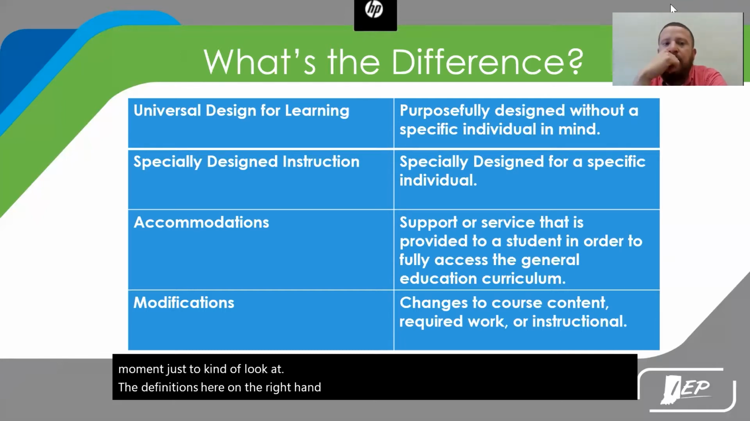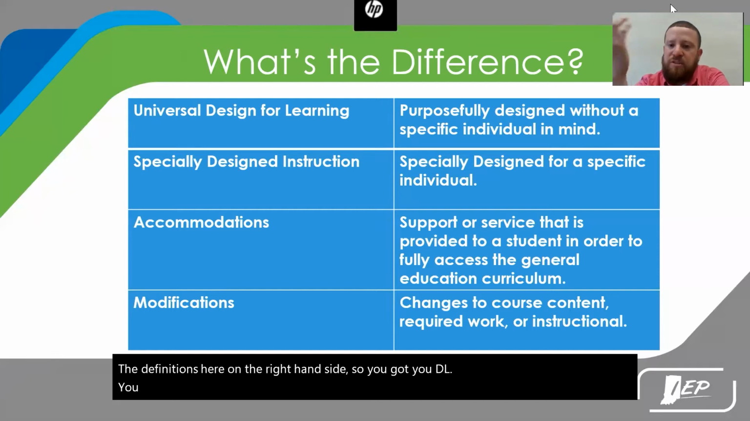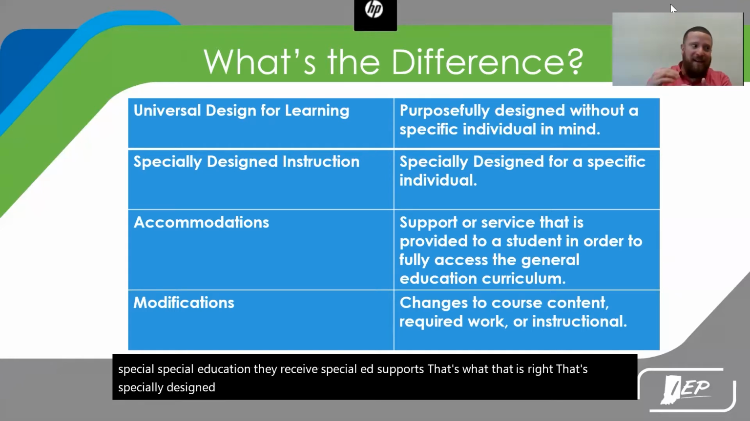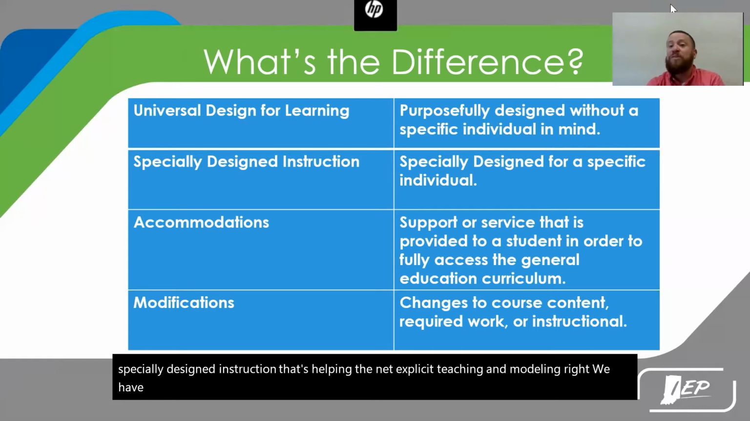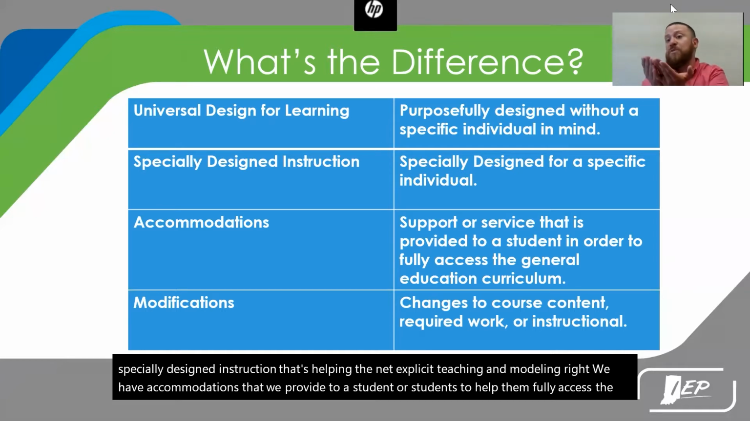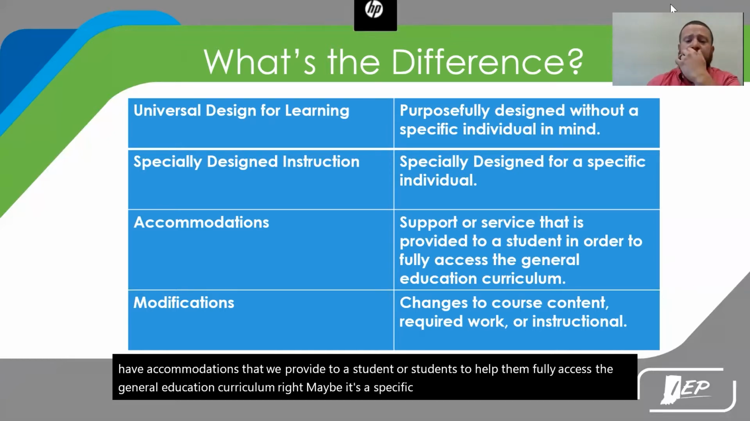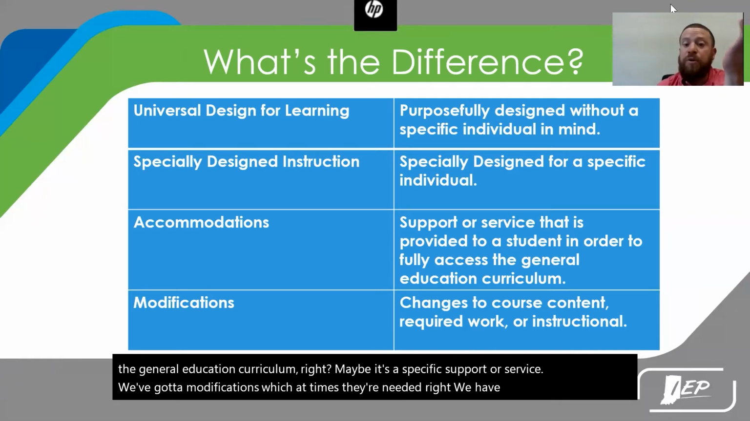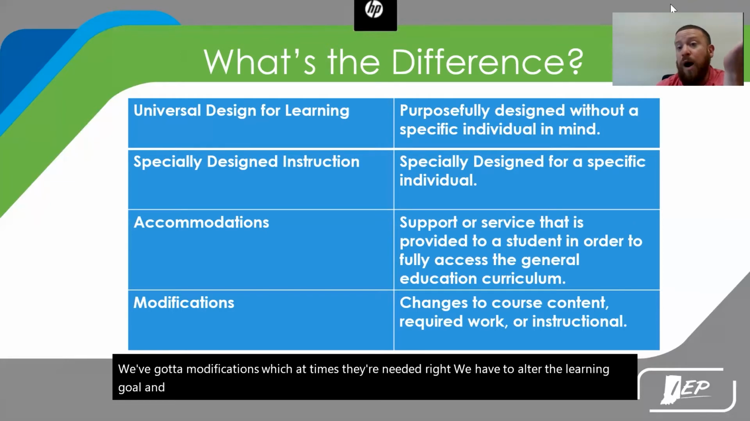So you've got UDL, and you've got SDI, which is specially designed for a specific individual. We know our students with special education receive special ed supports. That's specially designed instruction, with explicit teaching and modeling. We have accommodations that we provide to a student or students to help them fully access the general education curriculum, maybe a specific support or service. We've got modifications, which at times are needed, when we have to alter the learning goal and change the required work and the content.